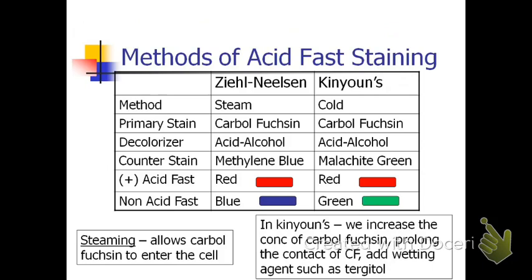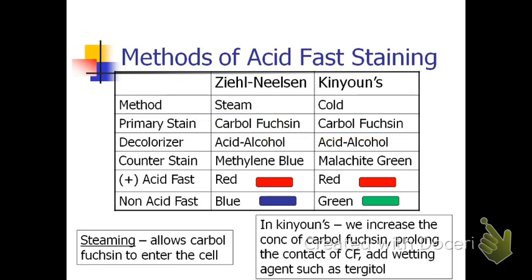The Ziehl-Neelsen method is also known as the steam method because it uses steaming. On the other hand, Kinyoun's method is also known as the cold method because obviously there is no steaming whenever you are doing the Kinyoun's method. Both of these use carbolfuchsin. What is carbolfuchsin? Carbolfuchsin is a stain that is able to penetrate the very thick lipid content or the mycolic acid in the cell wall of the mycobacterium.